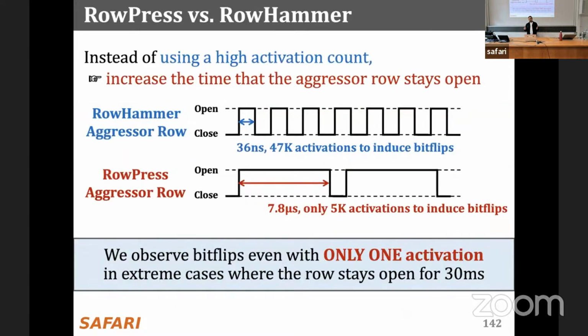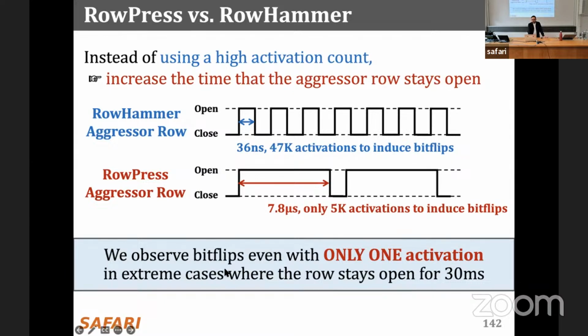So here, what we do is that instead of using a high activation count, we increase the time that the aggressor row stays open. We already went through this in the MICRO paper, right? And we observe that here you can see, if you keep a row open for 36 nanoseconds, you need to activate a row 47,000 times to induce a bit flip. Now we look at the same bit flip, and we open the row for 7.8 microseconds instead of 36 nanoseconds every time we open the row. By doing that, we can reduce the necessary activation count from 47,000 to 5,000. So it's an order of magnitude reduction, right?